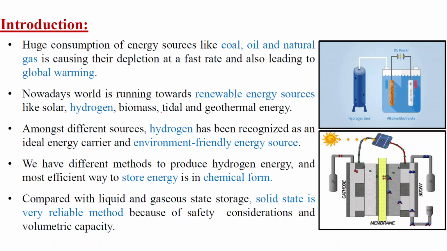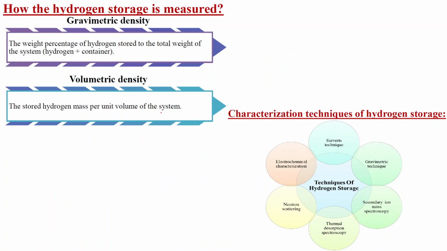Now coming on to the other kind of energy storage, that is hydrogen energy storage. Let me skip the introduction and move towards the exact thing. Basically, till now we talked about hydrogen generation, but now how to store this hydrogen energy so that it can be used at a later time. How is hydrogen storage measured? Basically, it is measured in two ways, the gravimetric density and volumetric density.